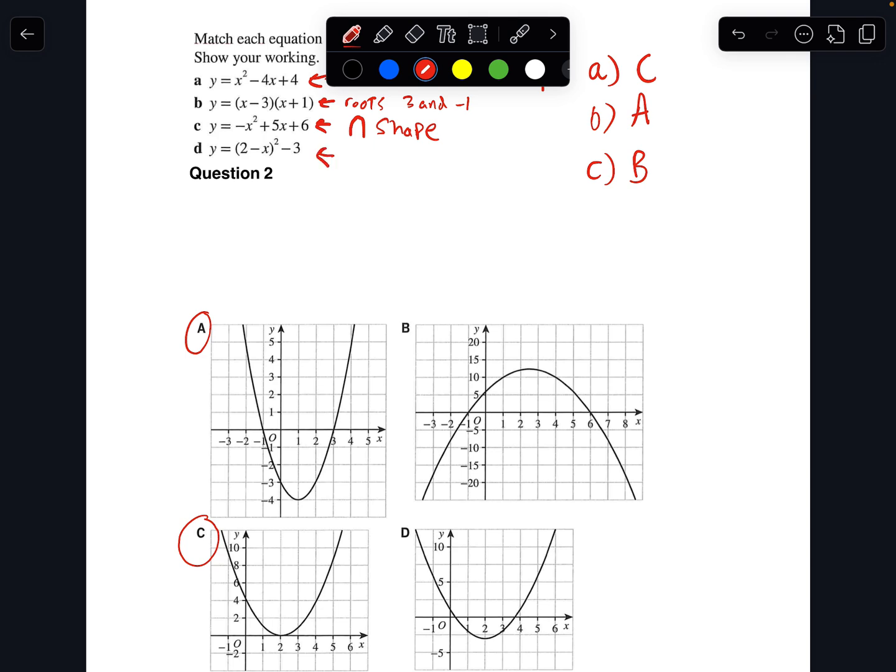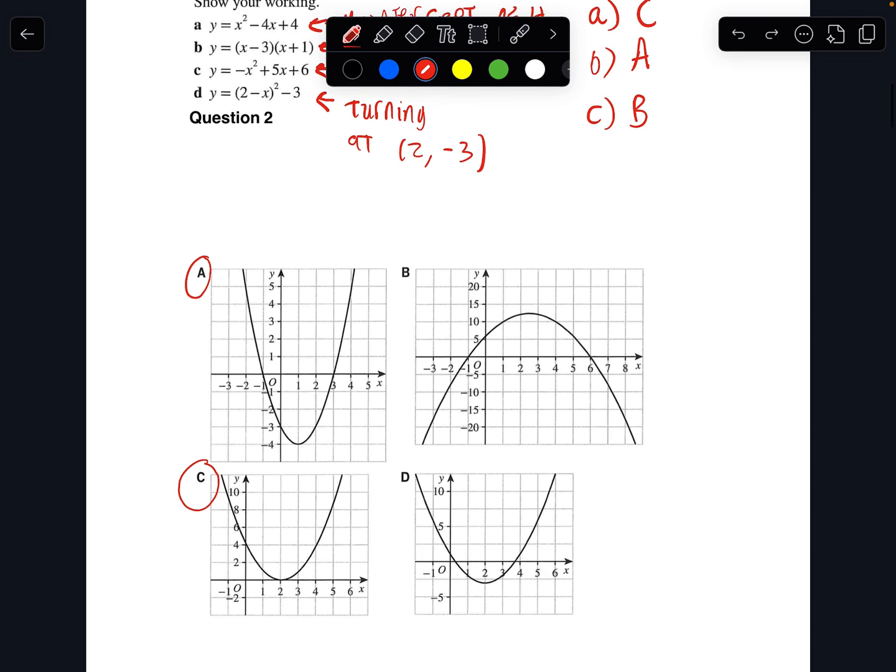If you wanted to use this one, we can see that there's going to be a turning point at 2, minus 3. To make this bracket here 0, x needs to be 2 because we have 2 minus x. So 2, minus 3, once again, you can see that one's here, so it is, in fact, D.